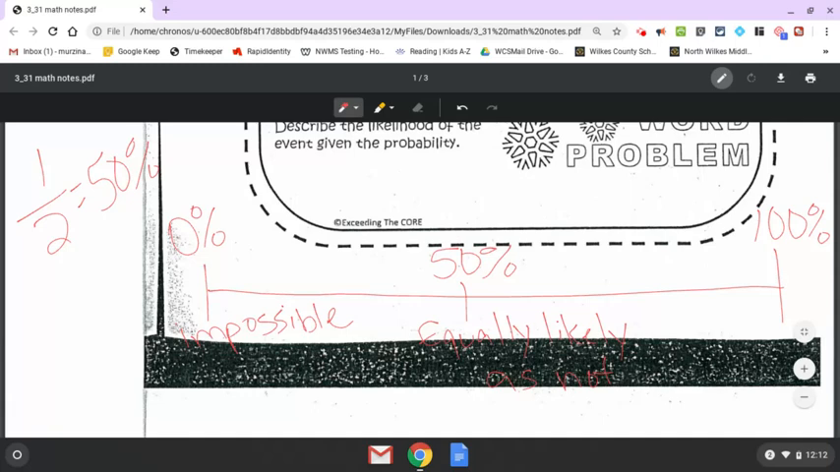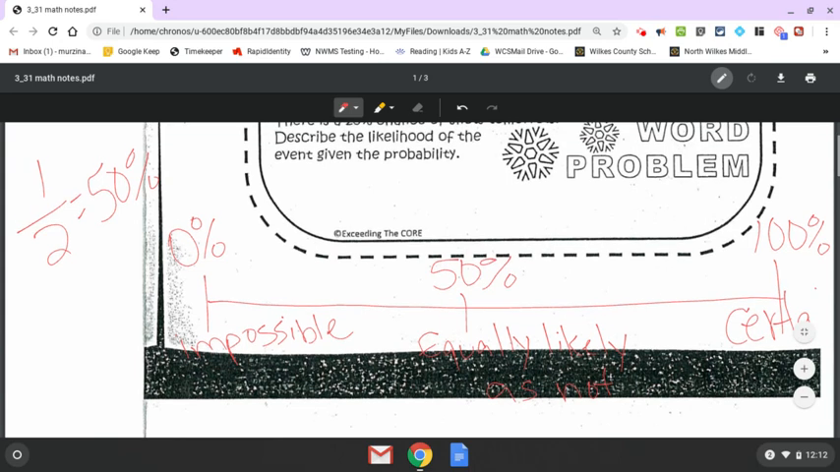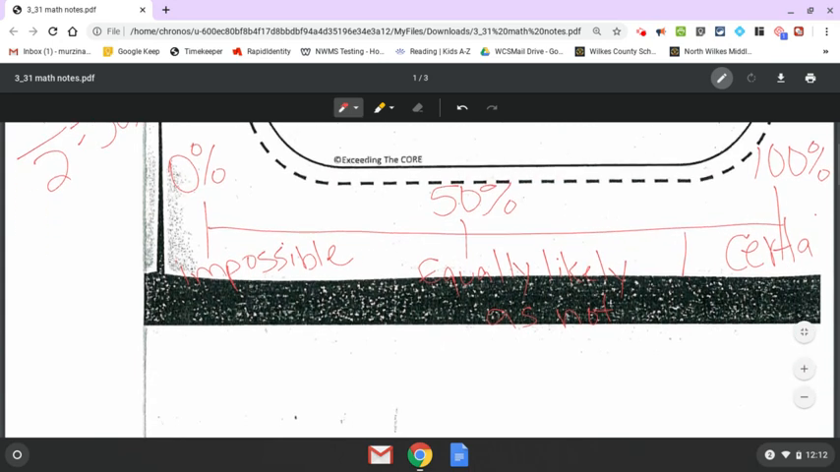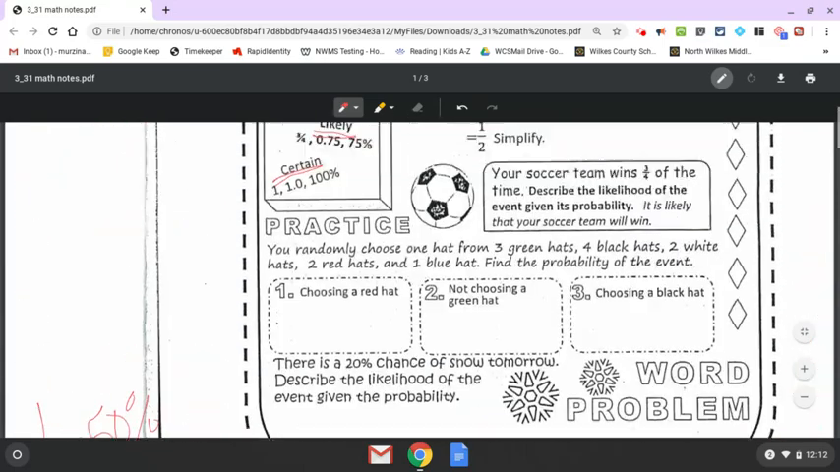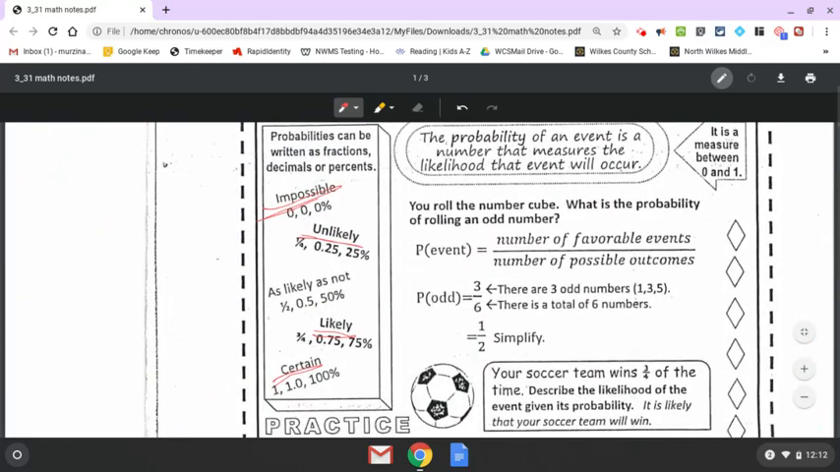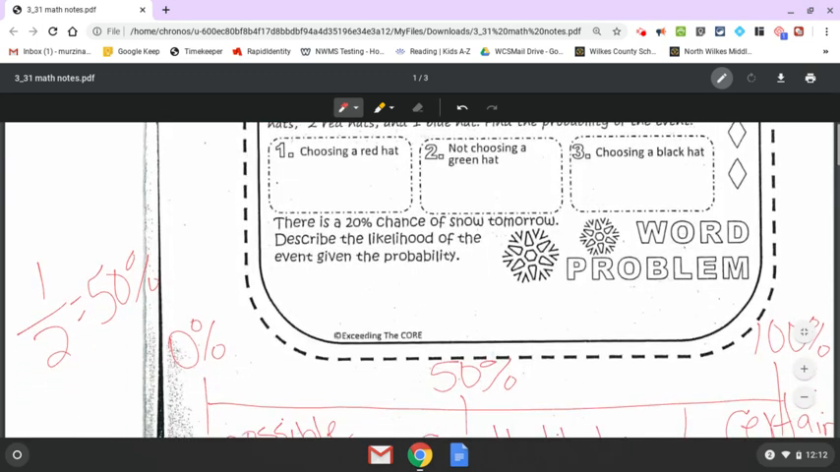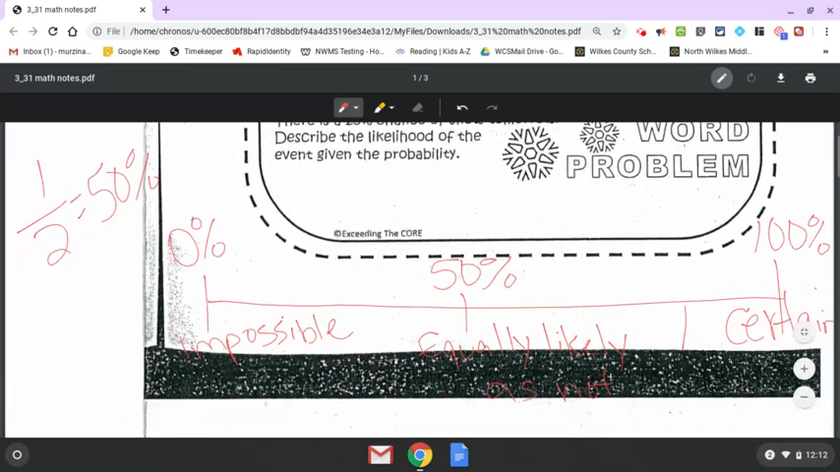And then on the far right-hand side, 100%, if there is a 100% chance that something will happen or that we'll get a particular outcome, we say that that is certain. And that's the one right here. Okay? It is certain. Okay? And that would be the same.